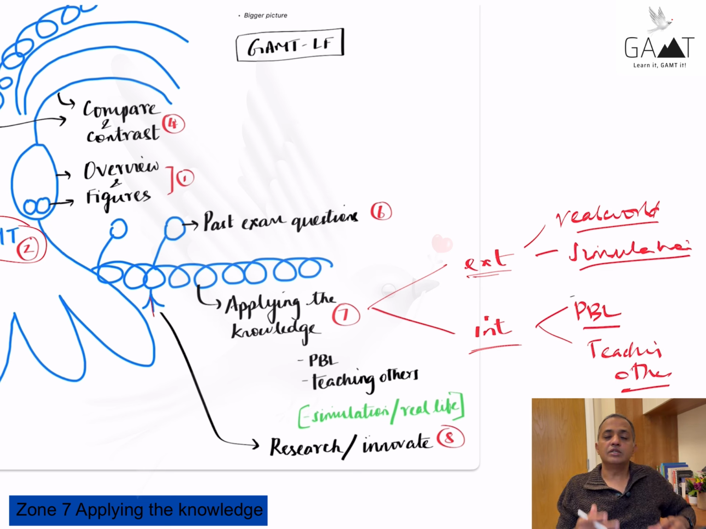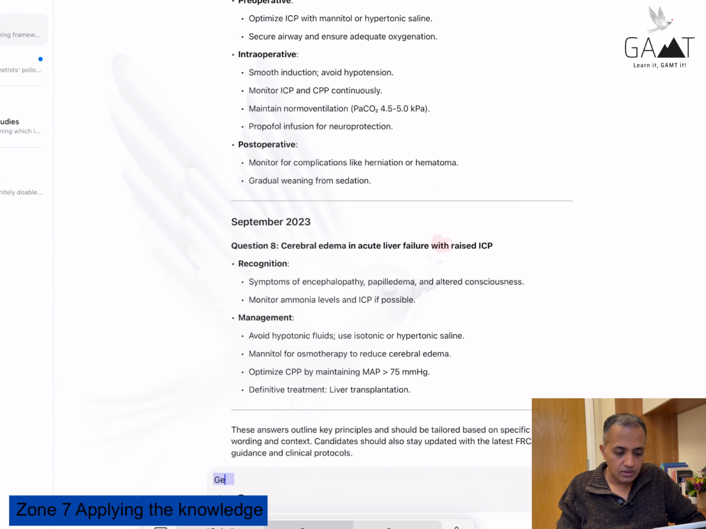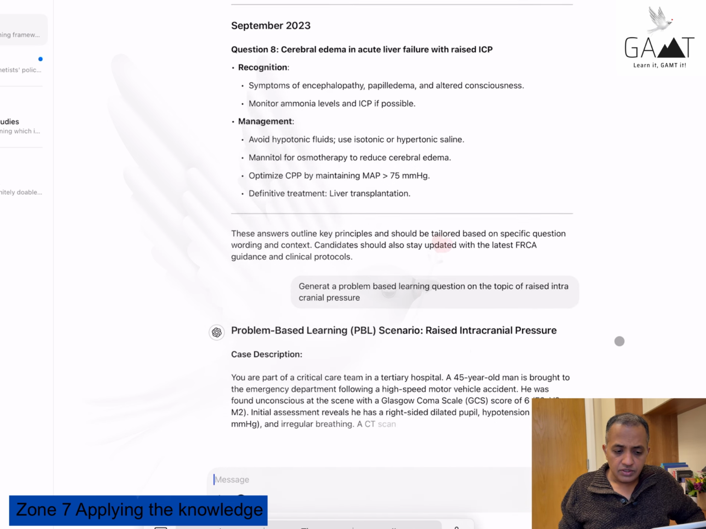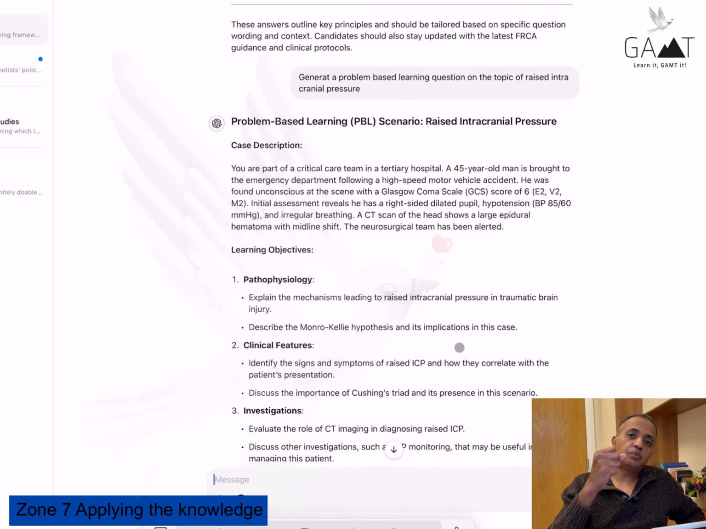Okay, so what is problem-based learning? Problem-based learning is where you're given a problem and you're allowed to apply the knowledge to solving that problem. Again, you can use ChatGPT very efficiently for this sort of activity. So, generate a problem-based learning question on the topic of raised intracranial pressure. Okay, let's see what ChatGPT throws us. Problem-based learning, raised intracranial pressure. You're part of a critical care team in a tertiary hospital. So what it does is provide you with a problem-based scenario. It allows you to think not just on the particular topic but in and around the topic, and you're actually forced to apply the knowledge.